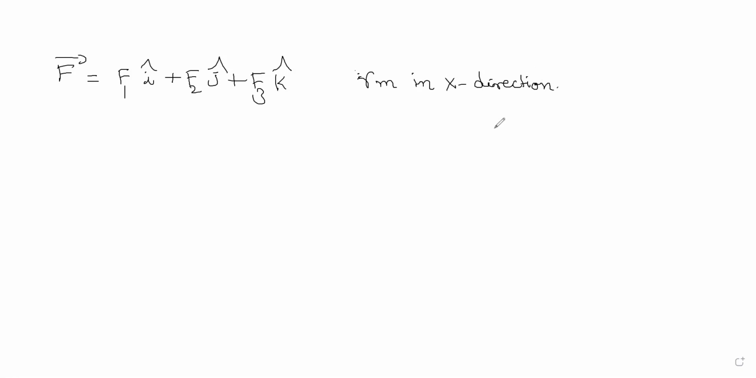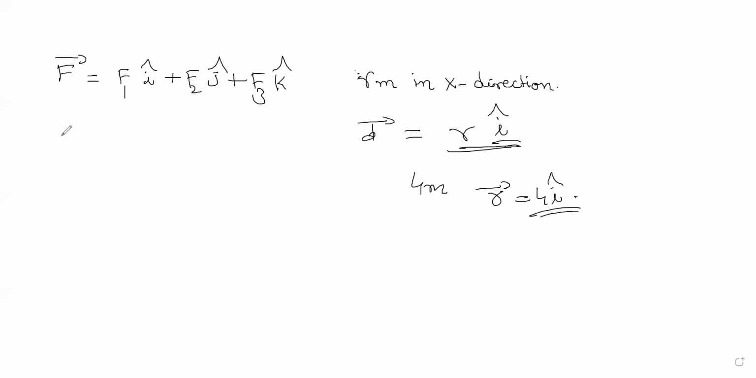See, x direction means you get only the vector i cap into the picture. So your displacement vector is very simply r i cap. Suppose they have moved 4 meters in the x direction, your displacement vector is 4 i cap.